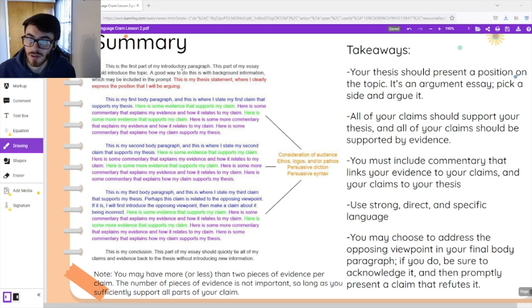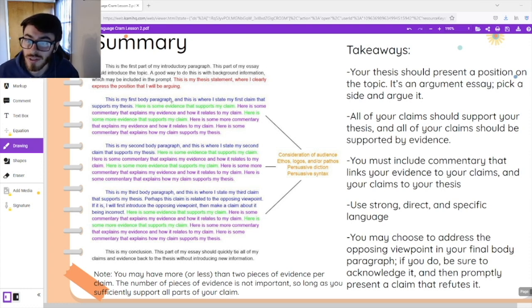This is the first part of my introductory paragraph. This part of my essay should introduce the topic. A good way to do this is with background information, which may be included in the prompt. Then at the end of that first paragraph, this is my thesis, where I clearly express the position I will be arguing. So that's what your first paragraph should look like.